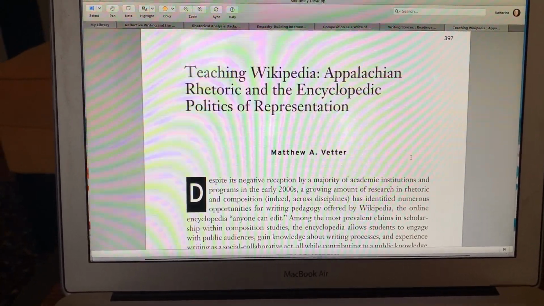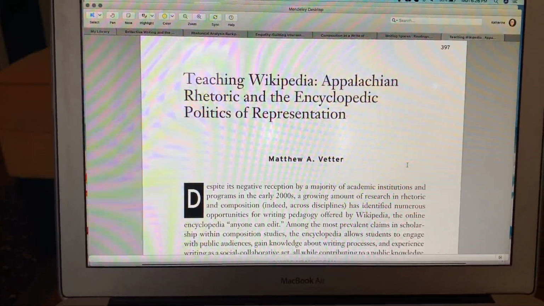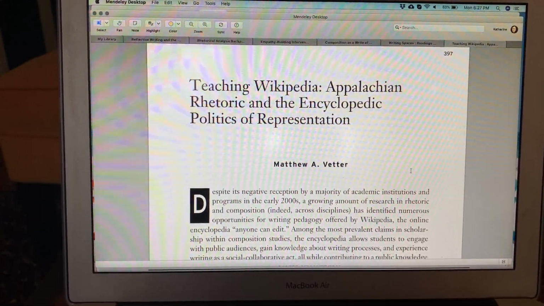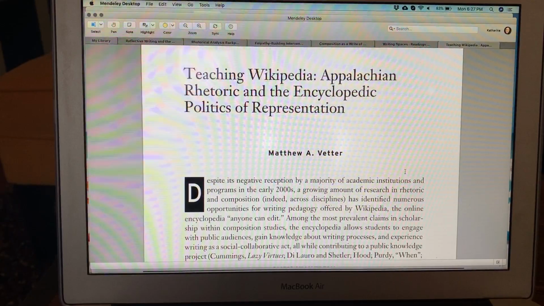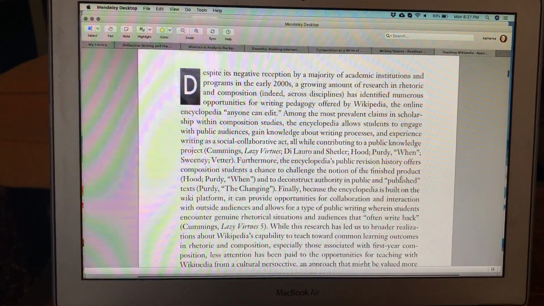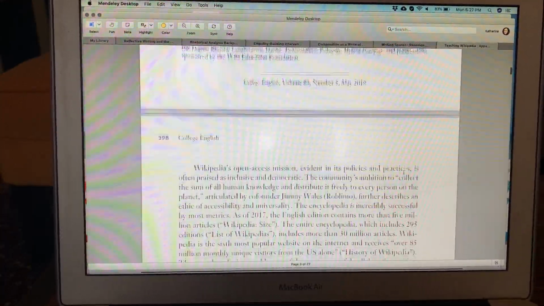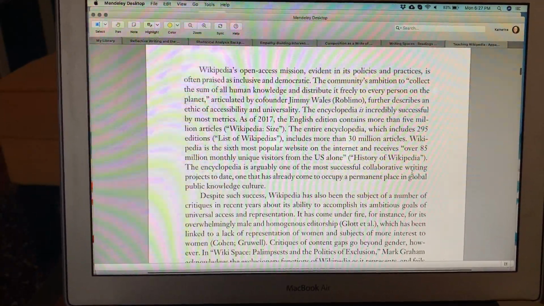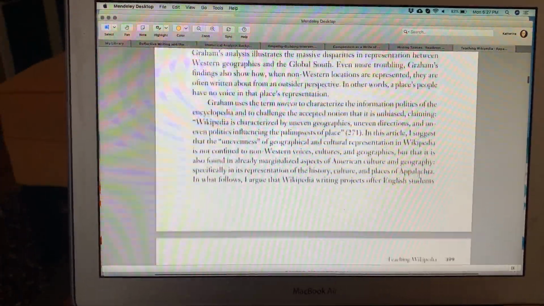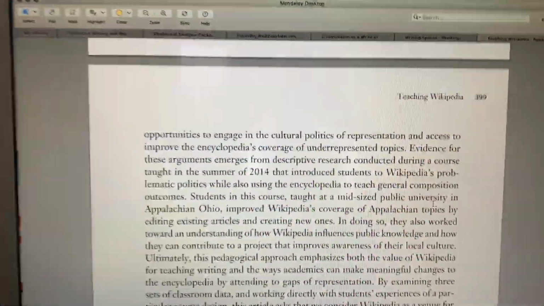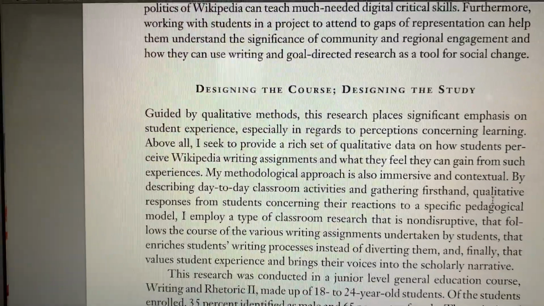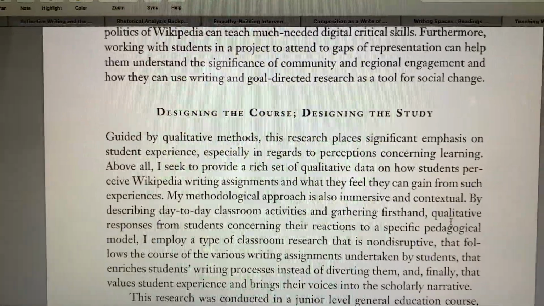This is a professional example, so we're not trying to emulate this specifically, but to give you an idea of how long an introduction can be. Teaching Wikipedia, Appalachian Rhetoric, and the Encyclopedic Politics of Representation by Dr. Matthew Vetter is a wonderful article where he talks about how he uses Wikipedia as an open access text in his English classes. So there's a lot of information. I'm just scrolling through, hopefully you can see, don't try to read it, but it's not till here that we get designing the course, designing the study.